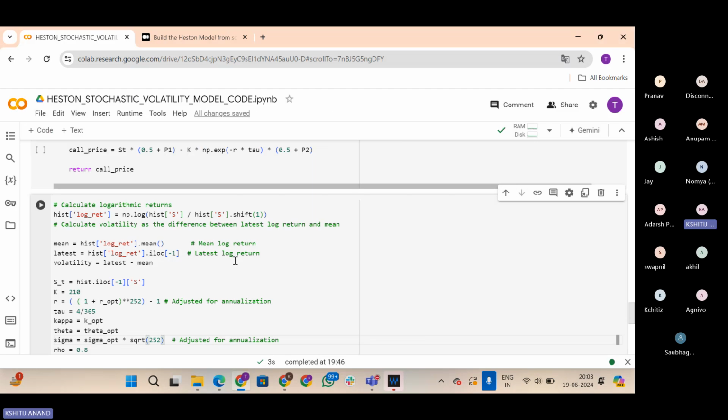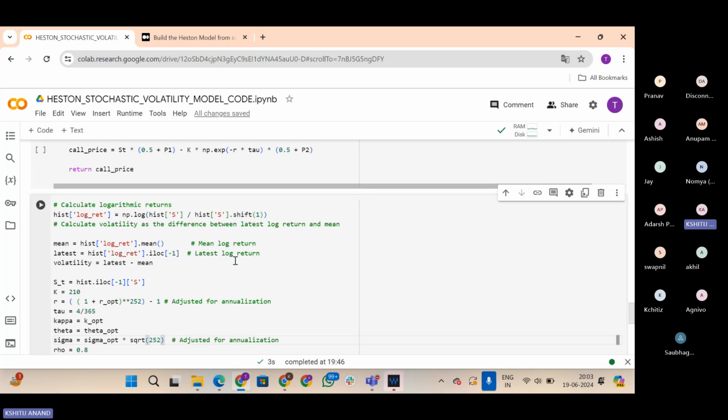Once we have described the call price, we observe that the call price is a function of the characteristic function. What is the characteristic function? The characteristic function for a random variable x is defined as the expectation of e to the power i phi x, where phi is just an arbitrary constant. So now we go on to the code part.